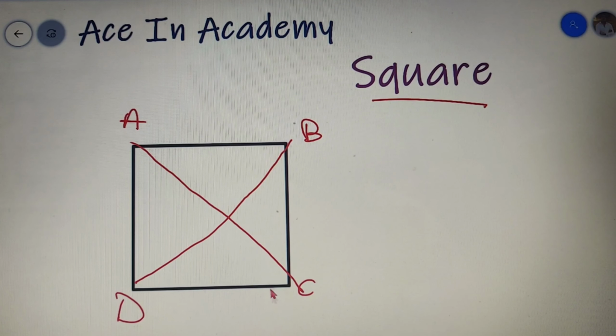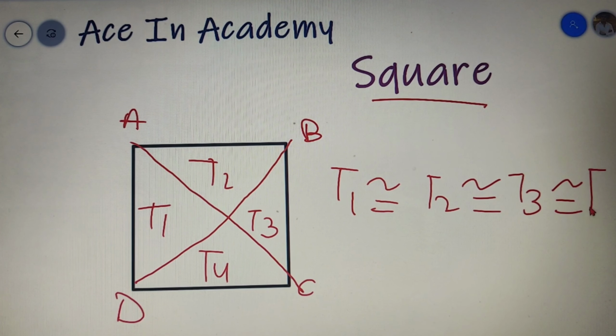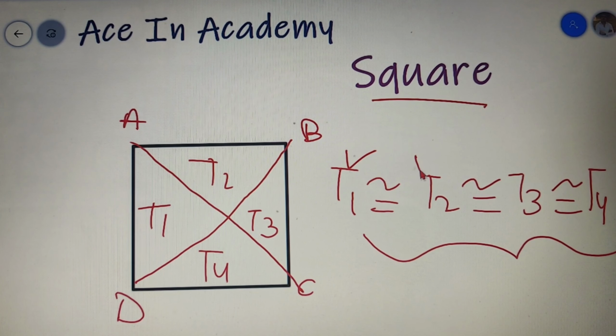The sixth property of a square is that the triangles formed by the diagonals of the square are congruent. So if I name this triangle as T1, this triangle as T2, this triangle as T3 and this triangle as T4, then I can say that T1 is congruent to T2, T2 is congruent to T3 and T3 is congruent to T4. So all the triangles are congruent to each other. If you don't know what are congruent triangles, then let me explain it to you briefly. If two triangles are considered to be congruent, then they are basically equal.